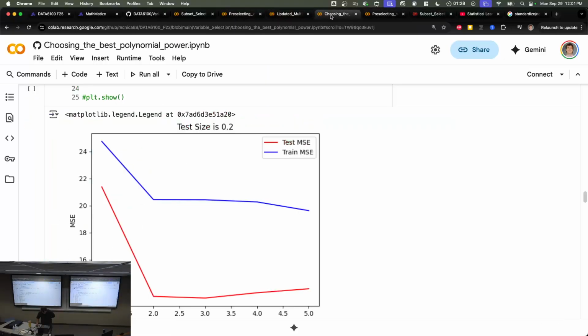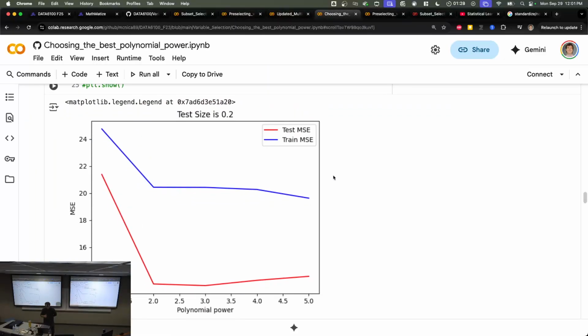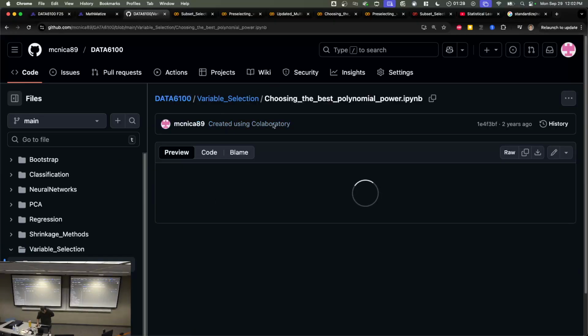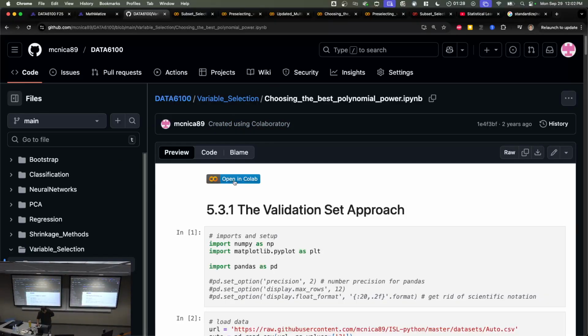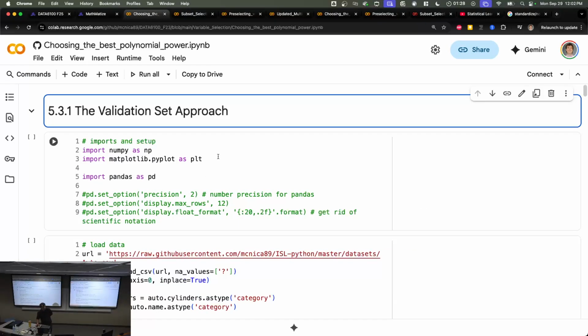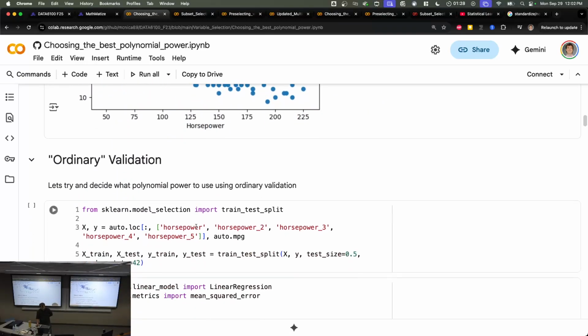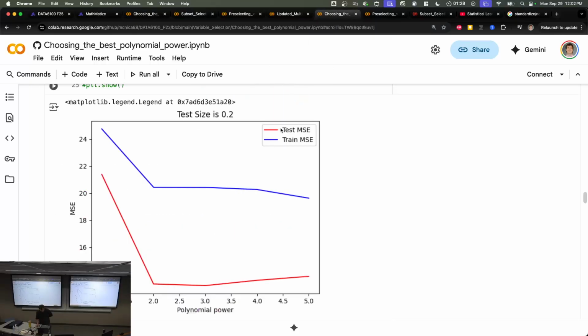Okay, choosing the best polynomial power. I will say, maybe I'll give you one more fun tip. So if you click into it on GitHub, this will take you to the GitHub page, and then there should be a link at the top here, open in Colab, and then you can really run it and do everything. And you sign in with your Google account, you can make your own copy and play with it however you want. Okay, so what else can you do?